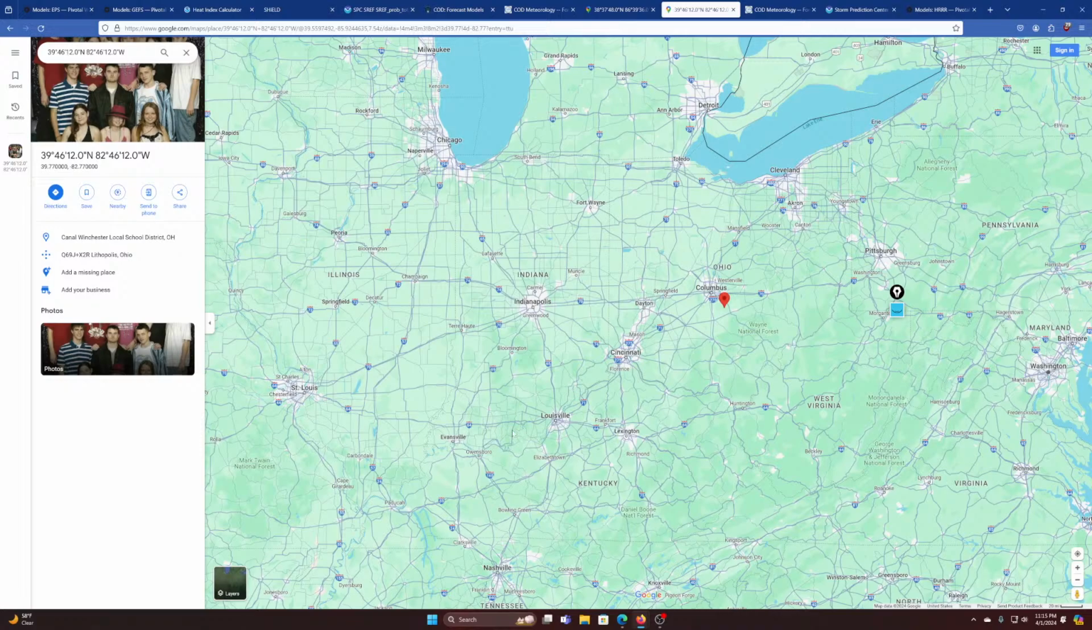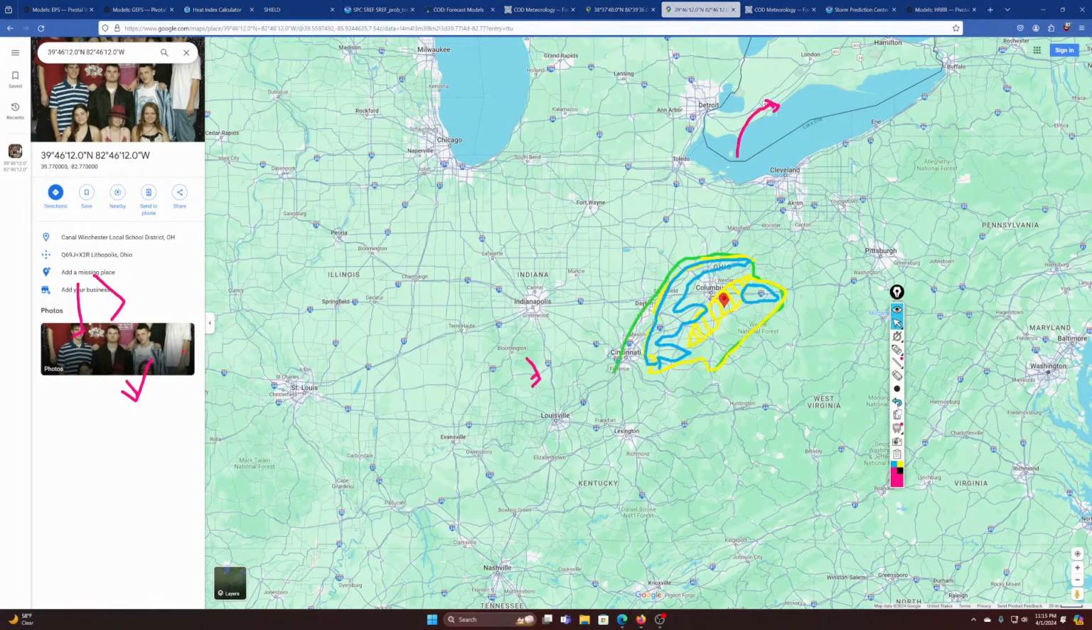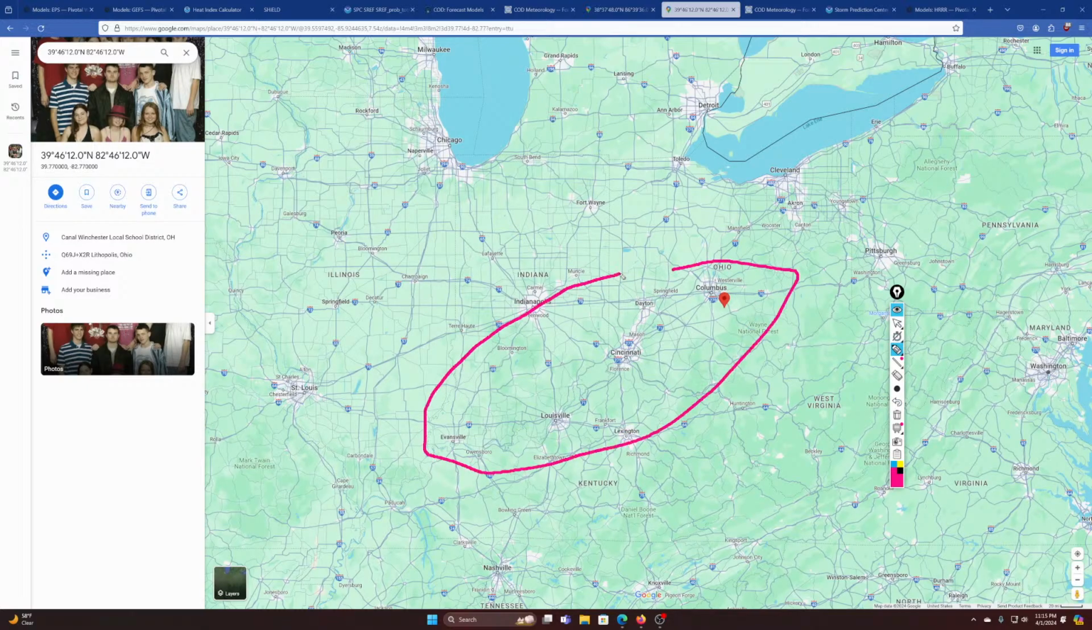I would say this whole area from Evansville's right here. So I would say this whole area from Columbus to Evansville is a good area for strong tornadoes tomorrow. But I could be more specific than that and look at the high resolution models.